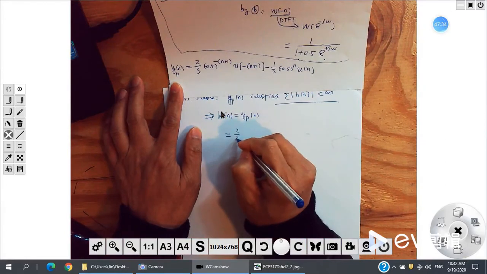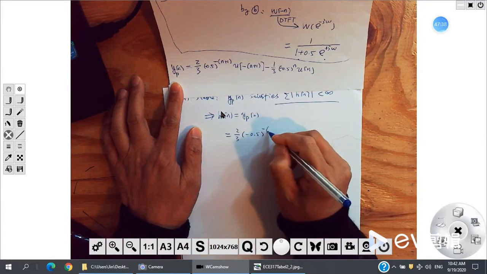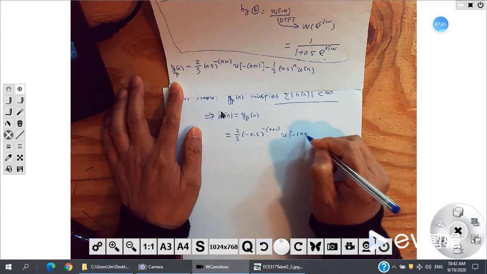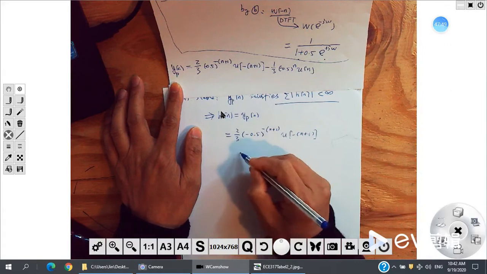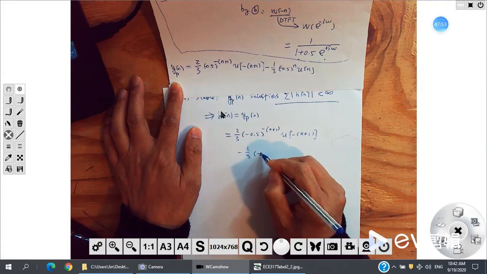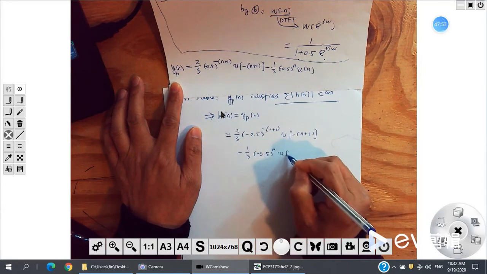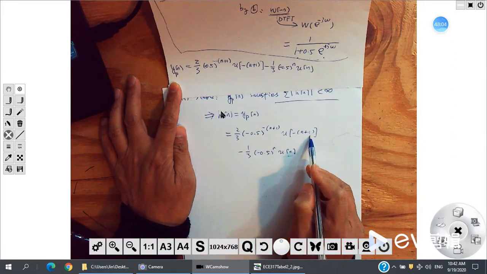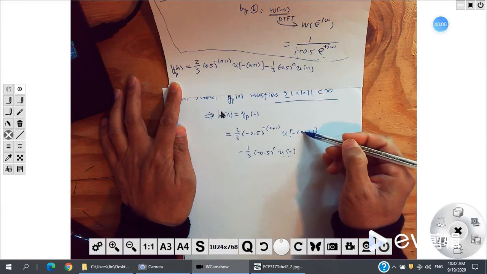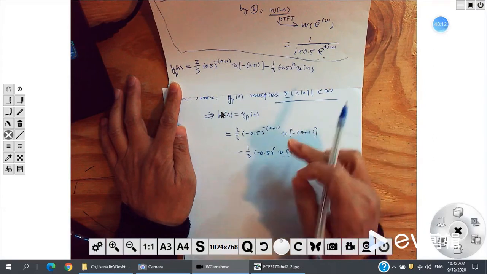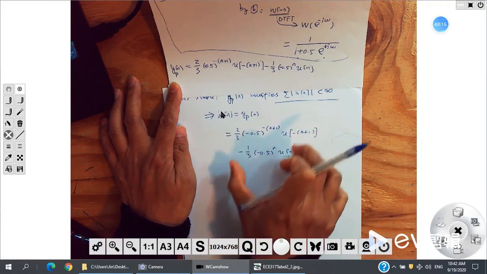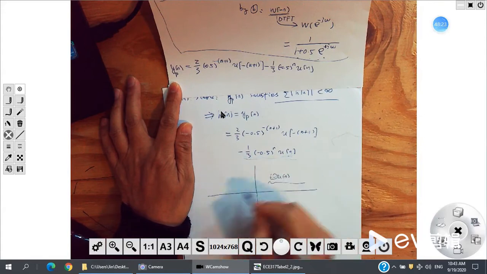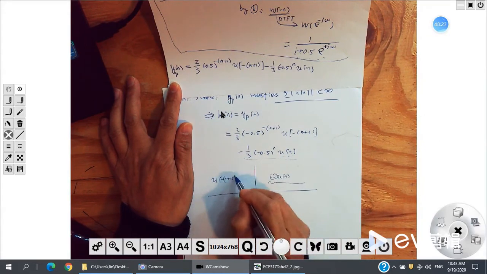It is 2/3 negative 0.5 to the negative n plus 1, and the u of negative n plus 1, and minus 1/3 negative 0.5 to the n, and the u of n. For positive n, this one is not 0, but this one is 0, right? For negative n, this is 0, this is not 0. So these two parts each give half. This part is given by something times u of n, and this part is u of negative n plus 1 times something.